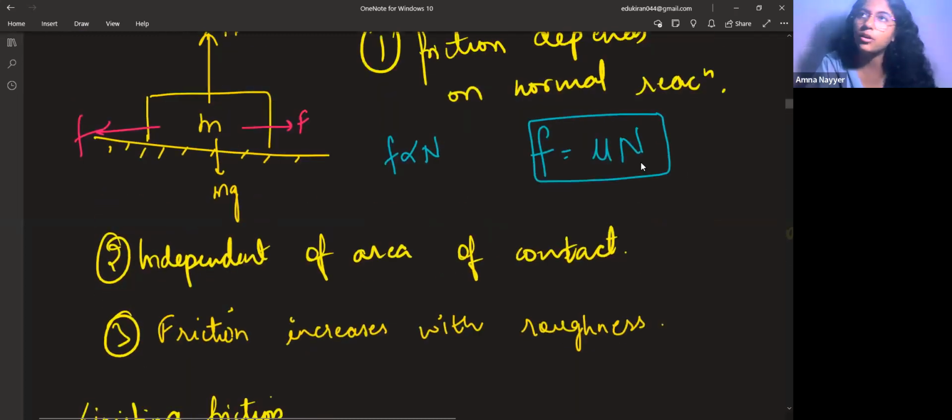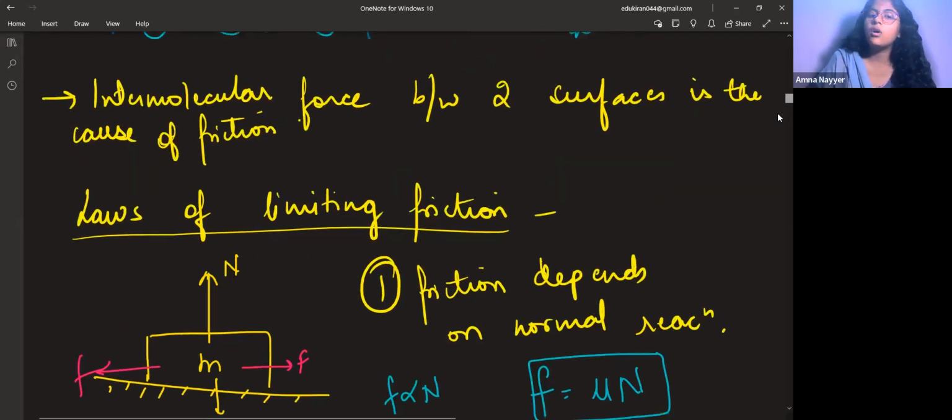It is independent of area of contact. Means for even a heavier object or a smaller object, friction will depend upon the irregularities. Friction is concerned with the irregularities. So whatever is the size, all the irregularities make up the frictional force. And it increases with roughness, because as the irregularities increase, interlocking will increase, and that will result in greater friction. Okay. So this we call the laws of friction.